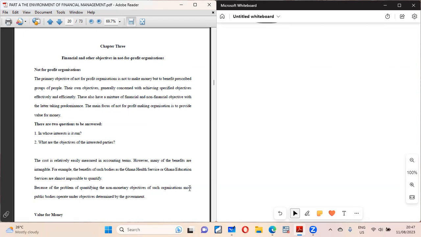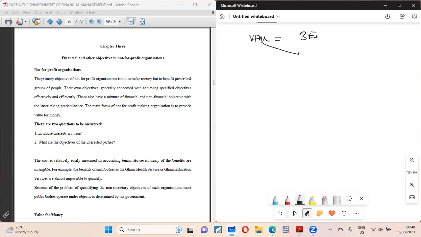So something like the public sector and all those things. What do you think? Value for money. So value for money is the objective of a non-profit making organization. And the value for money is the combination of the 3 E's. Is that not it? The 3 E's is equal to value for money. Economy. Yes, and I've already explained that, so there is no need to do it again.